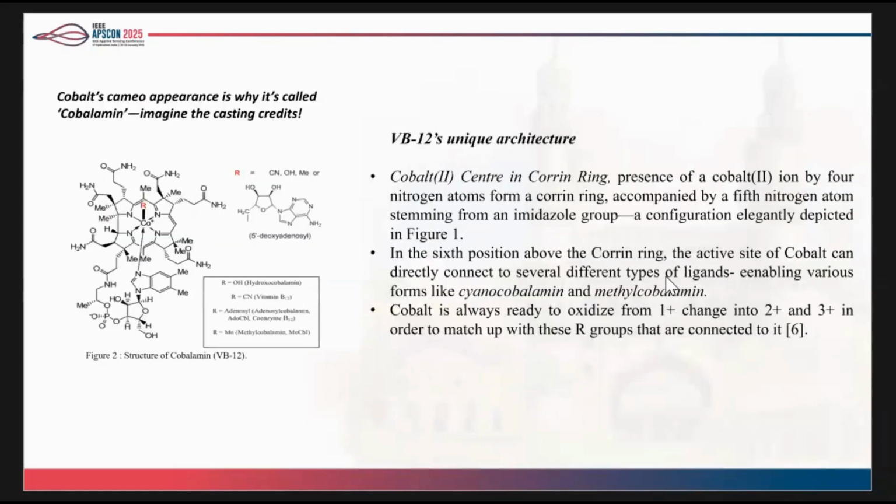So let's look deeper into the architecture of vitamin B12. If you look at the figure, it has a corrin ring where cobalt is at the center, and a fifth nitrogen is connected to one more group at the bottom, and then there is a sixth group to which a ligand can be attached. Based on the variations of the ligands, the name changes. It can be methylcobalamin or hydroxycobalamin, etc.